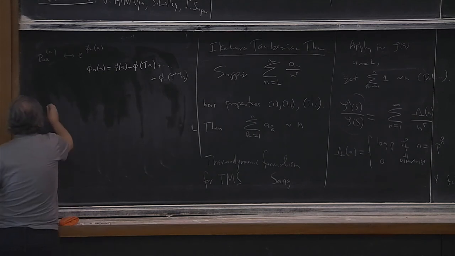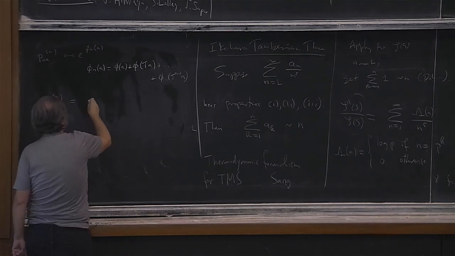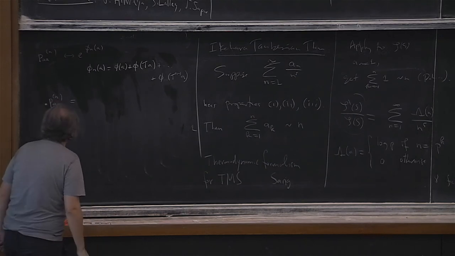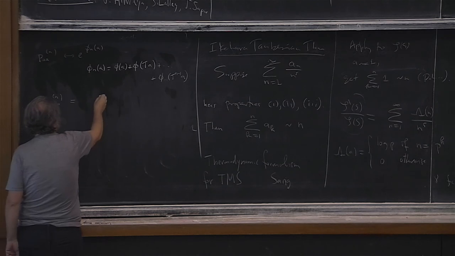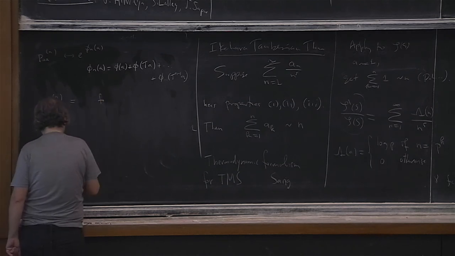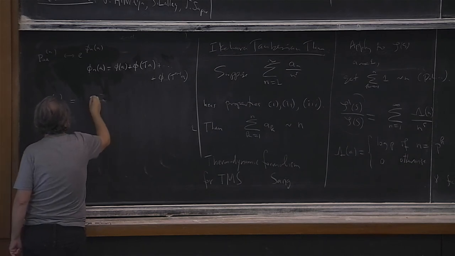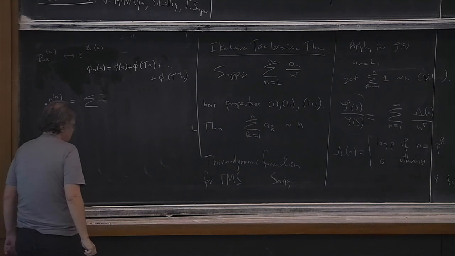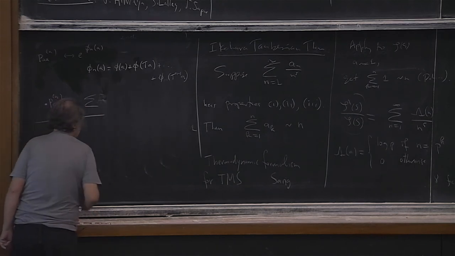And then this P_A^A(n) is again the same kind of sum, but here you talk about the first return time. So it's going to be the sum over all trajectories. Anyway, I'm sorry, I'm really out of time.